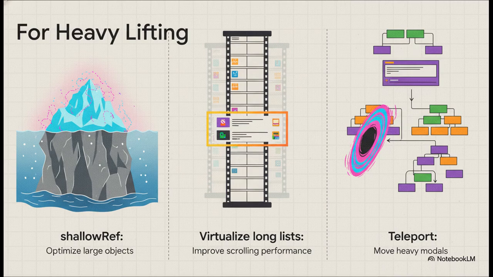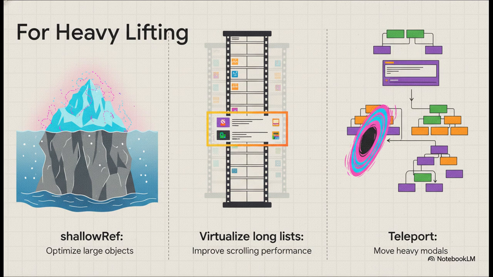Okay, now for the heavy lifting. What if you have a huge, complex object, like an instance of a map or a chart library? Use shallowRef. This tells Vue, hey, only make the top-level property reactive. Don't bother going deep into this massive object. It saves a ton of work.